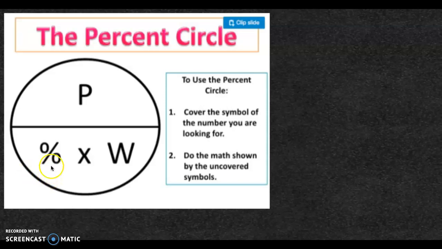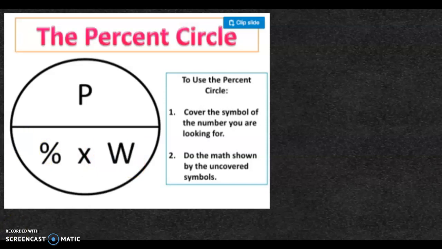Let's say that you want to know what the percentage of a given problem is. So you cover up percentage and you take the part, you divide it by the whole, and that will give you the percentage. This is the one that so many students struggle with. Let's say that you know the part and you know the percentage and you need to figure out the whole. What you do is you cover up the whole, you take your part, you divide it by your percent, and that will give you the whole value.